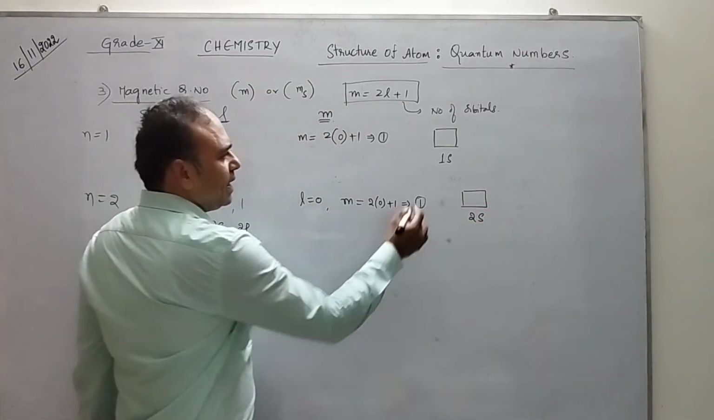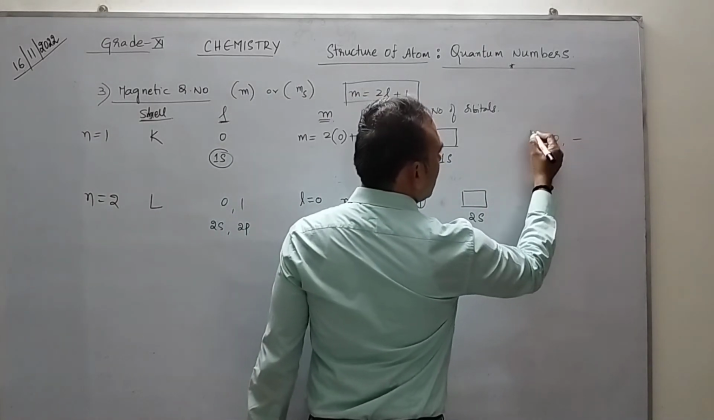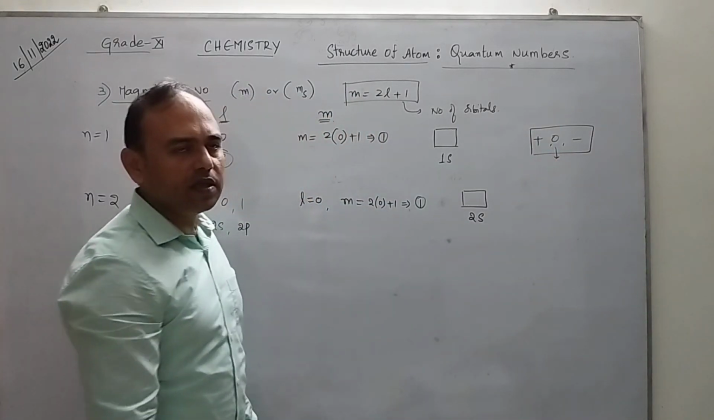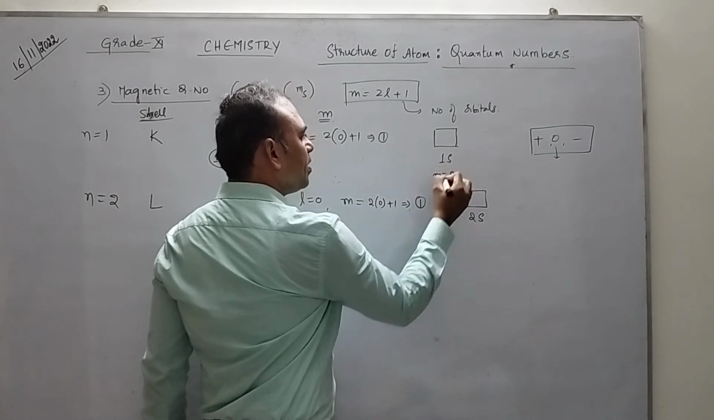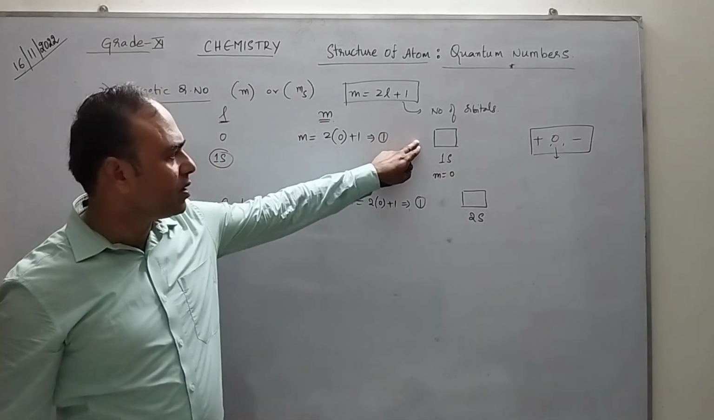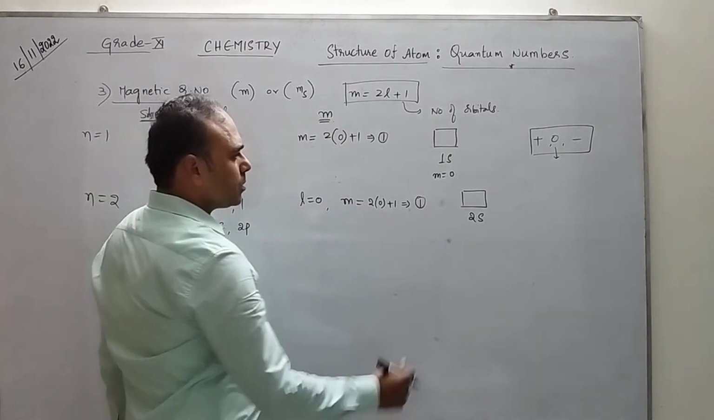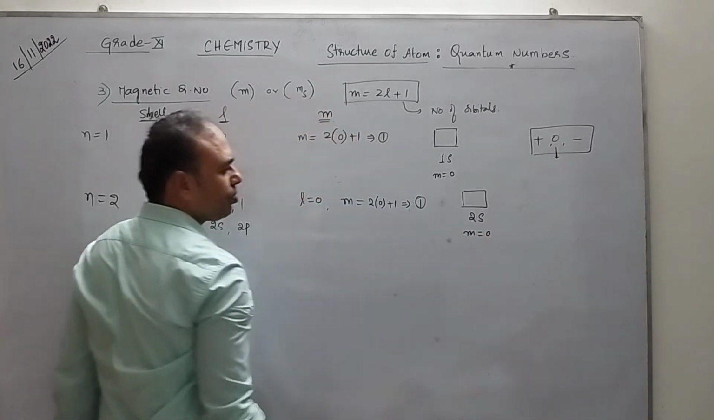Because the values are integers, this is 0, plus and minus. For that reason, the first value is always 0. That's why I told you here the m value is 0, but the number of orbitals is 1, which is calculated using this formula. Now here also the first value is 0.